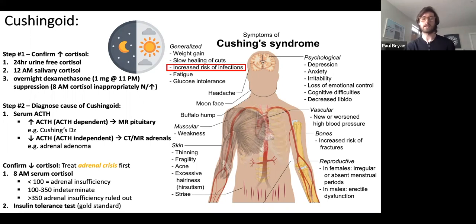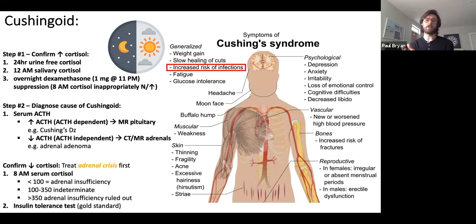But if someone is suspicious for being low in cortisol, so remember those other symptoms we talked about, like abdominal pain, nausea, vomiting, fatigue, they're hyponatremic, okay? Then you want to do an 8 a.m. serum cortisol, okay? Because that's when you should be at your physiological peak. Now, if it's below 100, so if it's in double digits, that is very consistent with adrenal insufficiency, and you can probably treat them as adrenal insufficient.